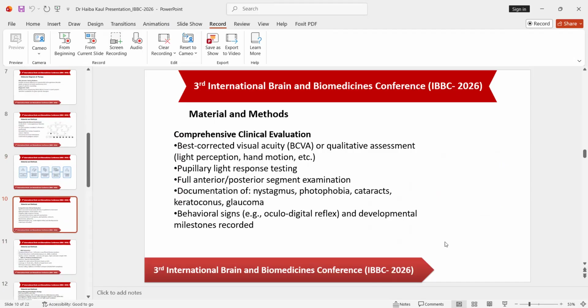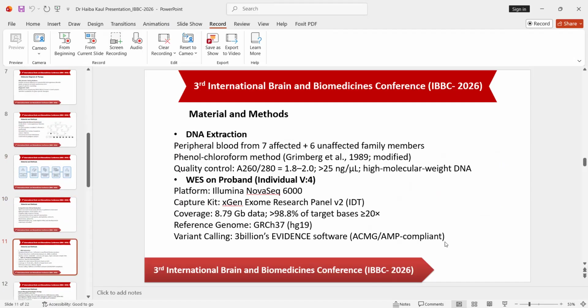Comprehensive clinical analysis was done using visual acuity and pupillary response by trained ophthalmologists. Other allied features such as glaucoma, cataract, photophobia, and nystagmus were also characterized and checked in different patients. ERG was also done, but it was non-responsive in almost all the patients.